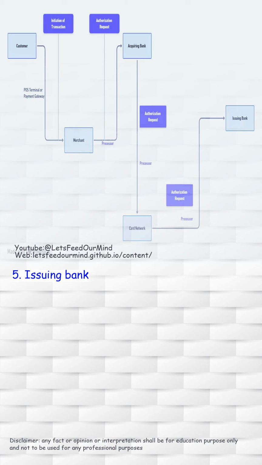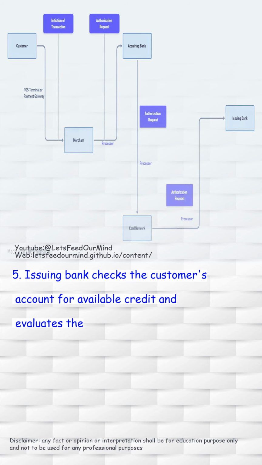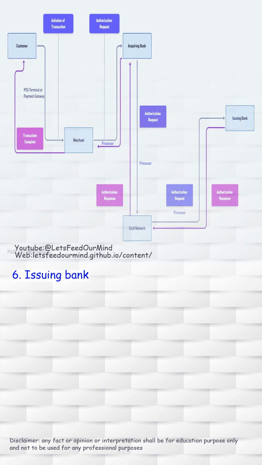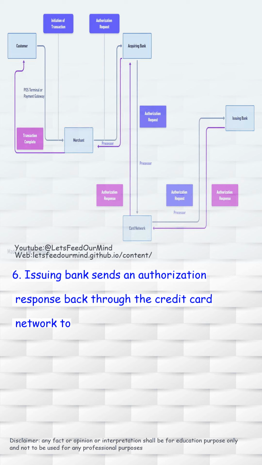5. Issuing bank checks the customer's account for available credit and evaluates the transaction's risk, and finally approves or declines the authorization request. 6. Issuing bank sends an authorization response back through the credit card network to the acquiring bank and the merchant.